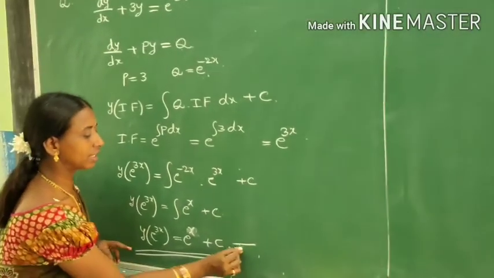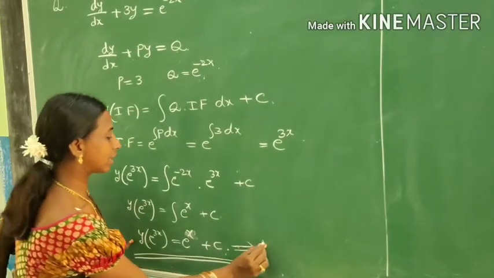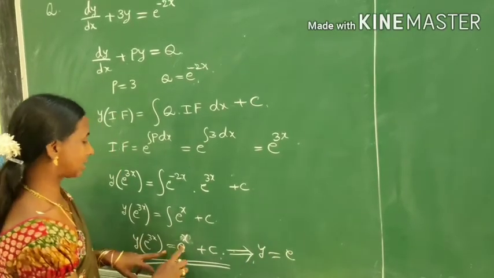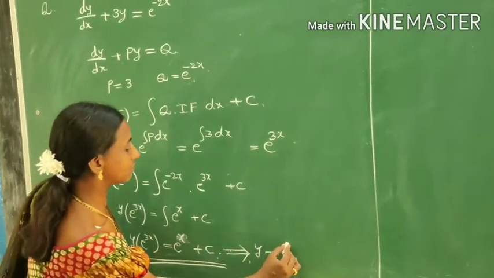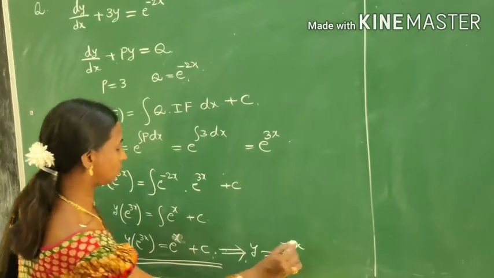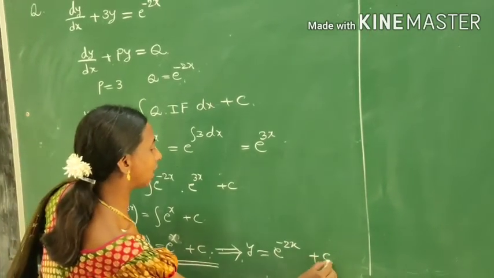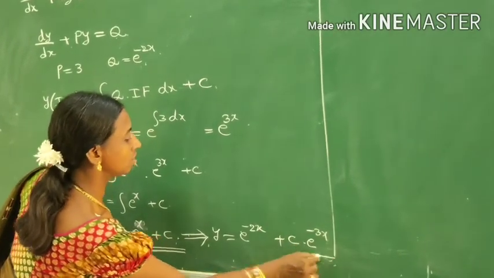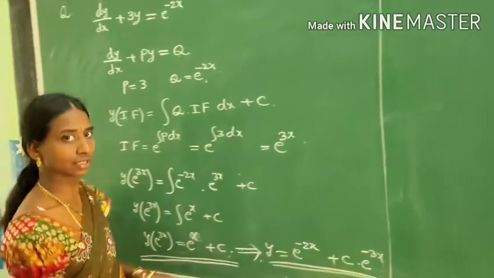If you want, you can simplify further and you can write it as y is equal to e power x by e power 3x, which will give you e power minus 2x plus c times e power minus 3x. Like this also you can write the answer.